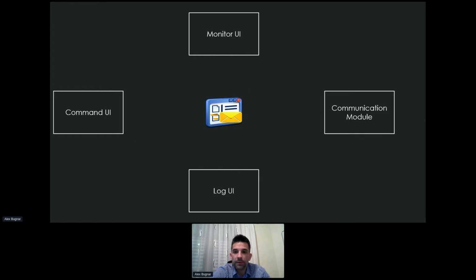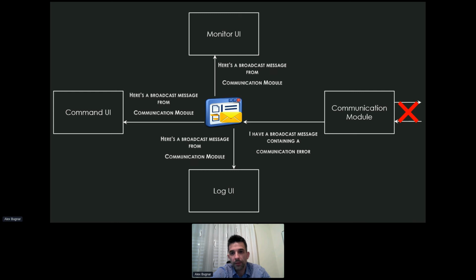Now let's see what happens when an error occurs in one of the apps. Let's assume that there was a communication error with the hardware. The communication module packs the error cluster into a broadcast message and passes it to the AMM. The AMM forwards the message to all the other applications in the network. And let's say we decided that monitor UI does not deal with displaying errors, so it ignores the broadcast message. We also decided the same for the log UI, so it too ignores the broadcast message.